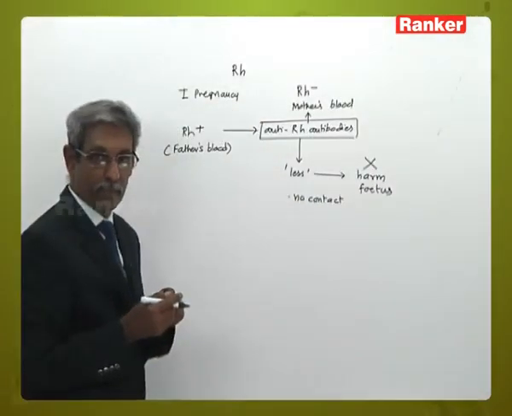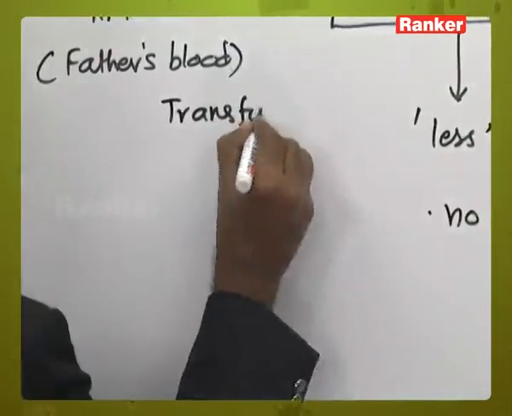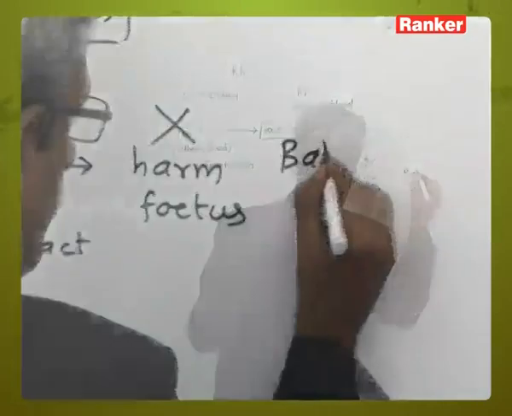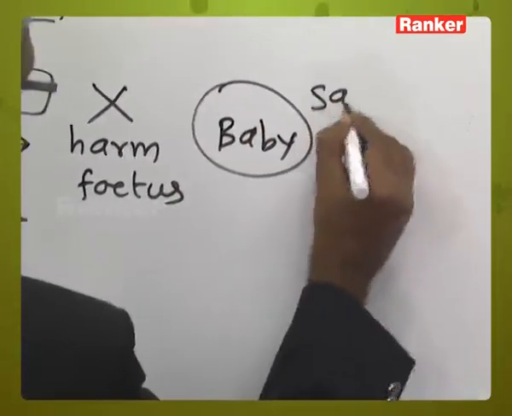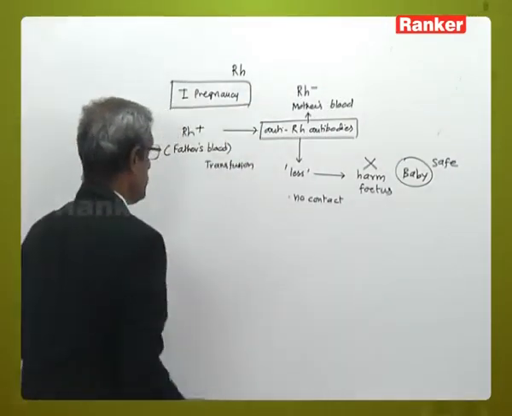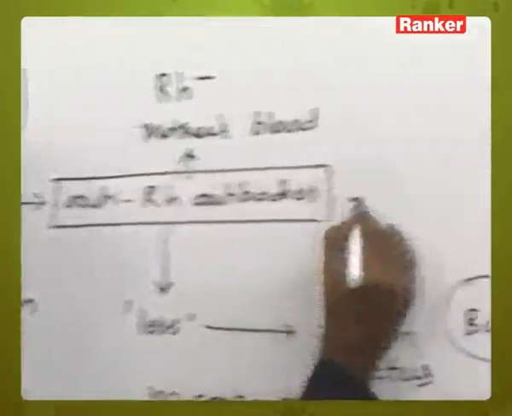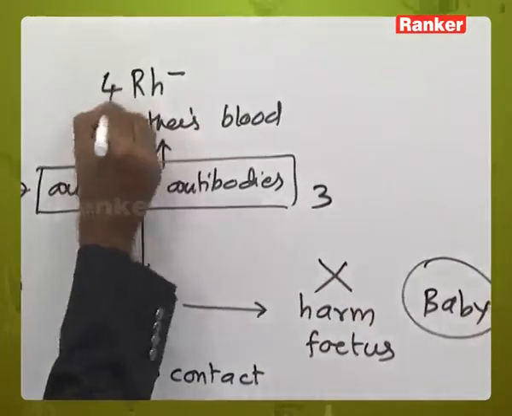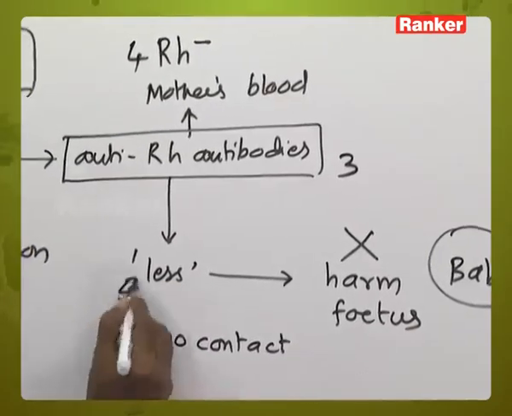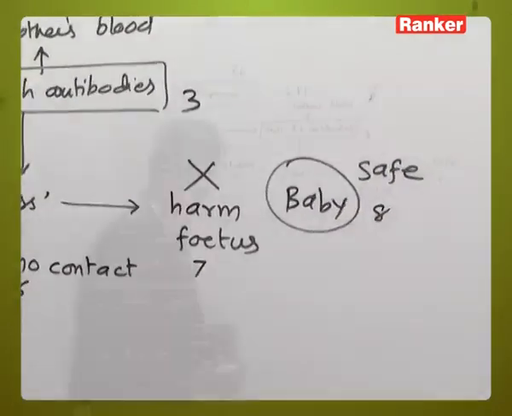There is no contact, and despite the blood transfusion, the baby does not suffer. The baby is safe during the first pregnancy. So, in the first pregnancy, we have Rh plus from the father's blood getting transfused, and anti-Rh antibodies are formed in the Rh minus mother's blood. The antibodies are less in number. There is no contact, no harm to the fetus, and the baby is safe.